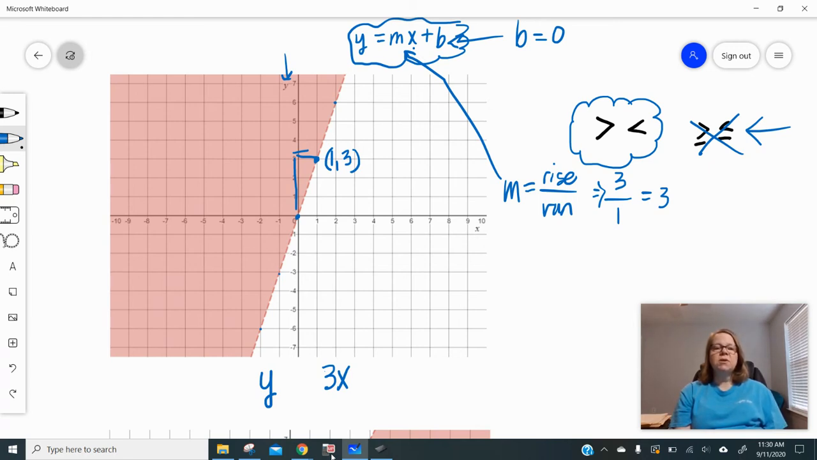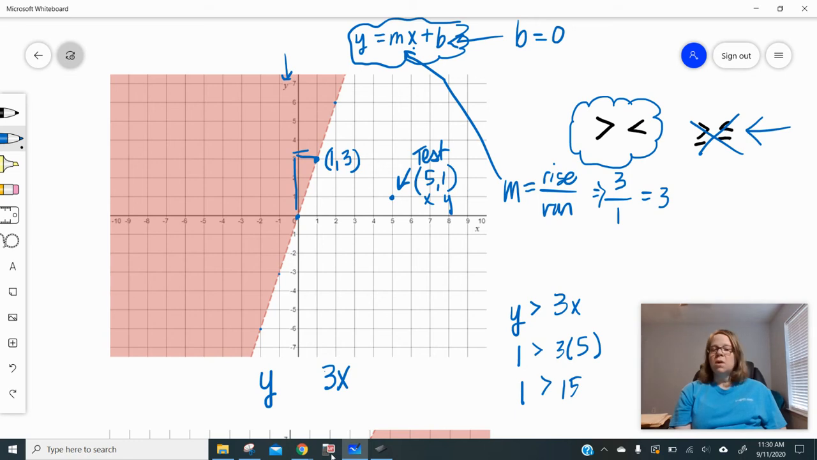And so that's what I'm going to do here. I'm going to pick 5, 1. I'm going to test 5, 1. Okay, so if it's y is greater than 3x, and I use 5, 1, that's my x and y, then is 1 greater than 3 times 5? Is 1 greater than 15? Well, no, 1's not greater than 15. That would be false. So this should not be shaded.